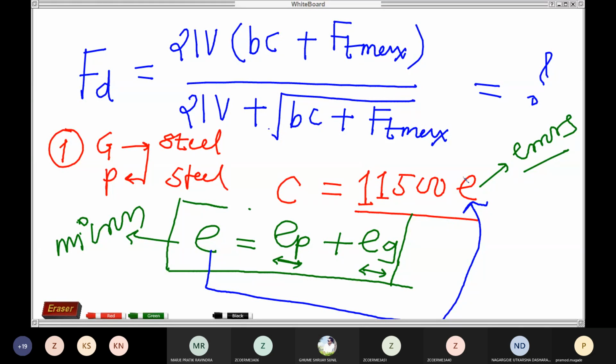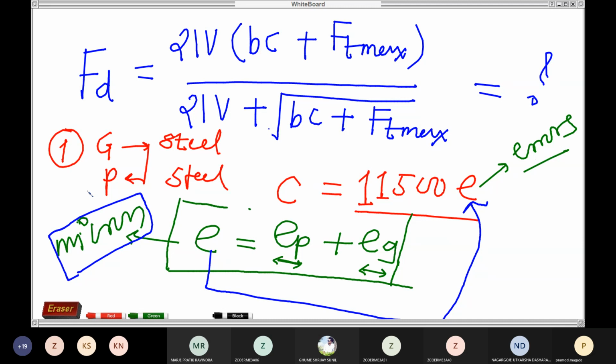Okay, so in this way we are going to look at it. So below just write down the total error occurring in a gear tooth profile.